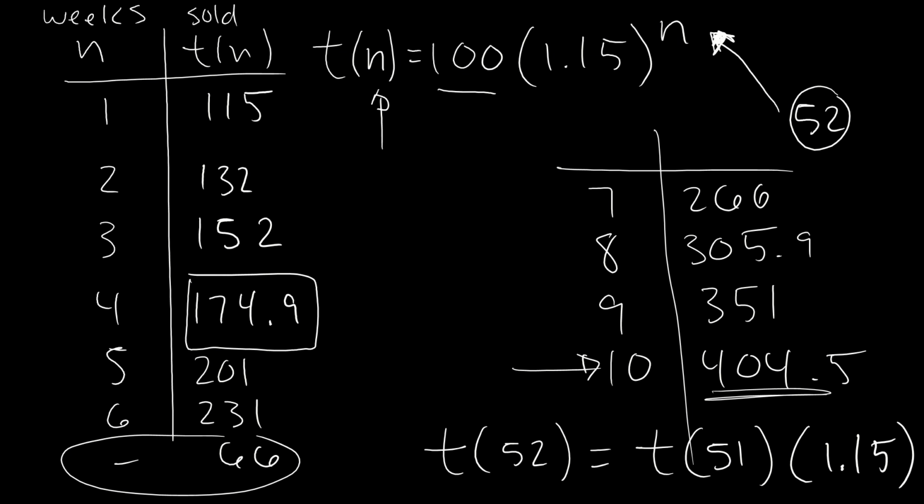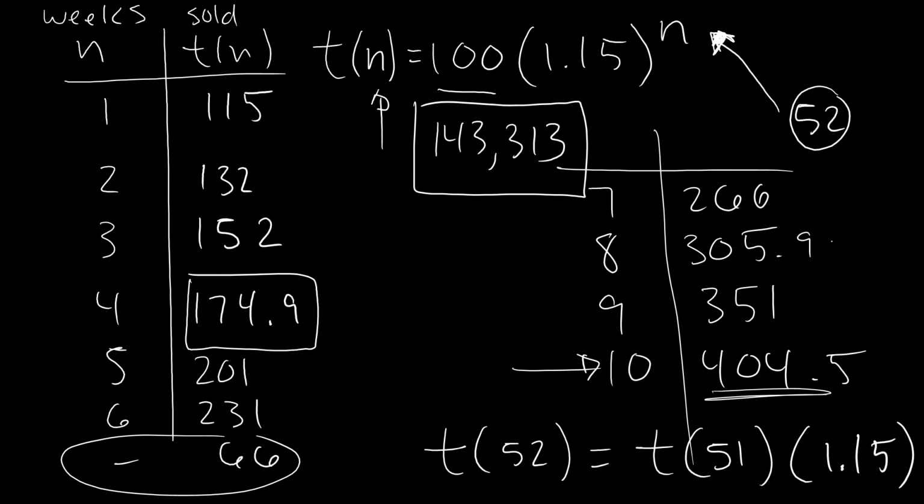So if I run that all the way up to 52, 100 times 1.15 raised to the 52nd power, it's giving me a ridiculous number of phones, right? It's literally giving me 143,313. So way, way out there. If I extended this out, that's where I'm going to land.